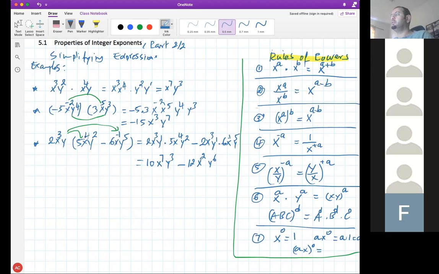Okay, everybody, any questions about this part? Everyone? Nope. Okay, everybody else, are you okay with the rules?